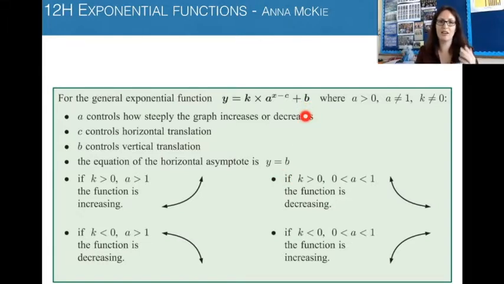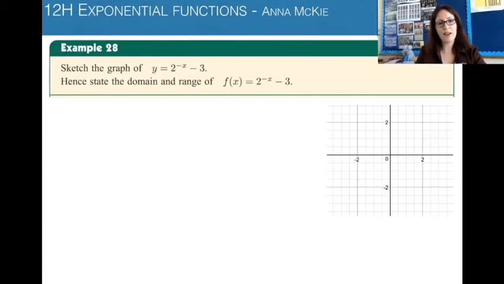Think back to that last graph, 2 to the power of x. There was no number added on, well technically it was add 0, and that was the horizontal asymptote. y is equal to 0. So if you're asked to sketch this graph, y is equal to 2 to the power of negative x take 3. Now we're going to assume you're not using your calculators here. How do you do that? My suggestion is create some points. You could do a whole table of values if you like, but let's just do a few points here.